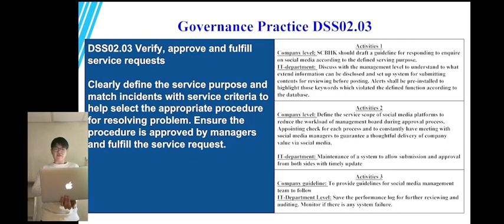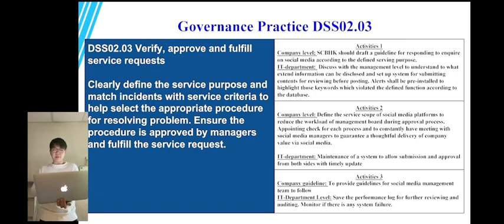On the company level, SCBHK should draft a guideline for responding to inquiries on social media. Since social media is a platform which serves multiple brand building purposes, there should be a procedure to help classify steps of answering customers' responses. As well, there should be no confidential information leaked, so no sales activities should be encouraged.